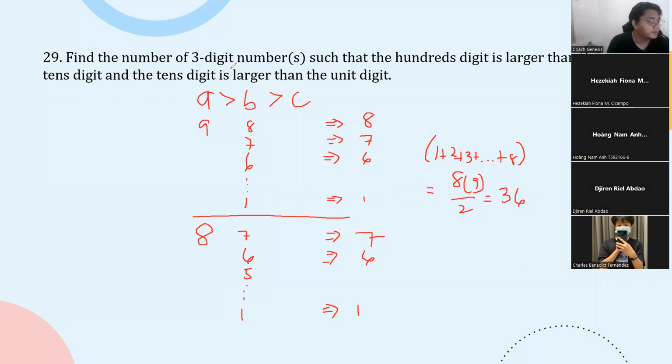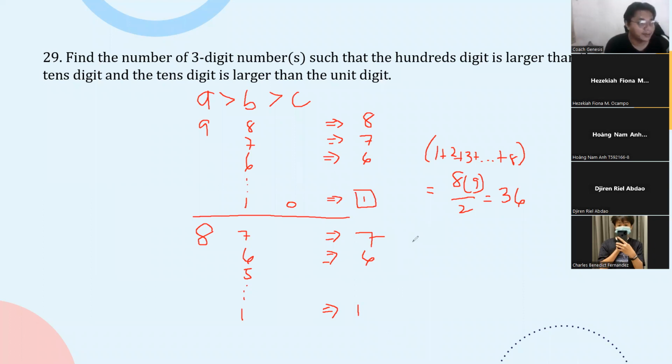If you have B, yes, you can actually have C equal to 0. That is why I only have 1 here. You have 0. So only one case.